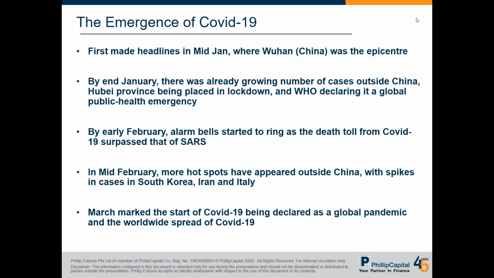So you can see that March actually sparked the start of COVID-19 being declared as a global pandemic and the worldwide spread of COVID-19. So by March itself, we see that Europe appears as the new epicenter, and right now, at mid-March, we can see that in the US and UK there's widespread infection in those countries as well, and many countries have actually announced lockdowns. Okay.